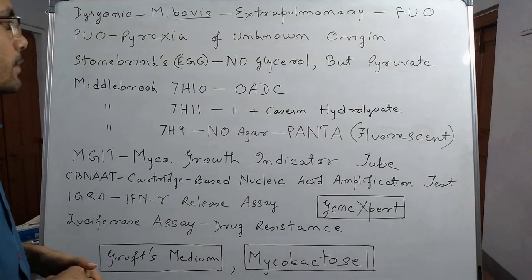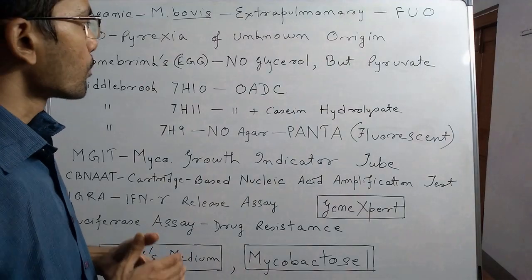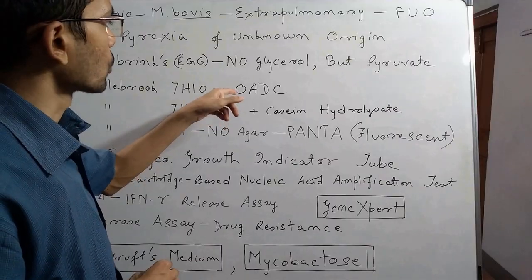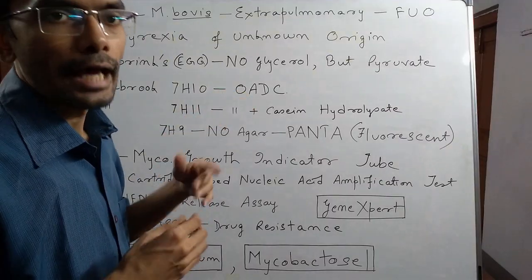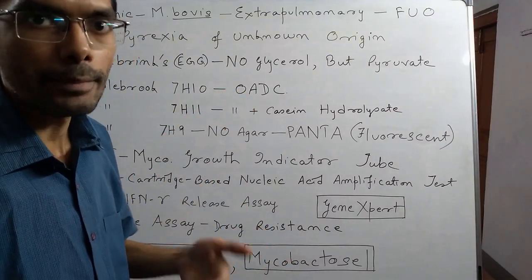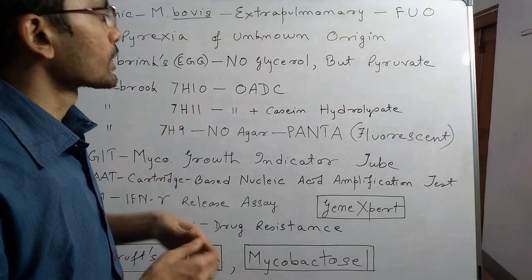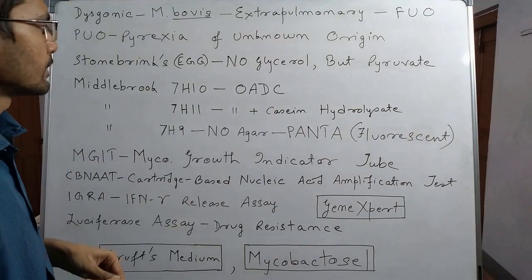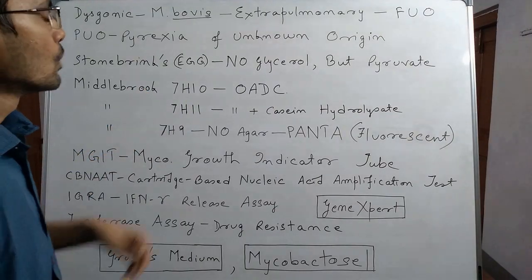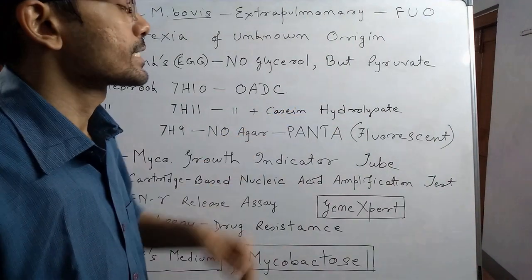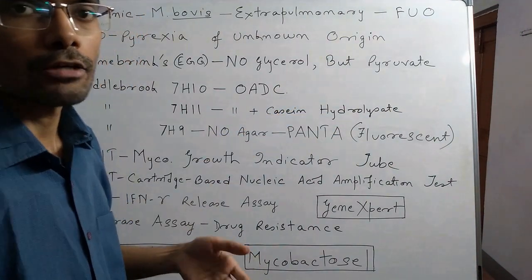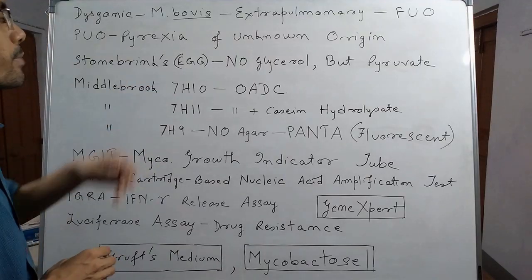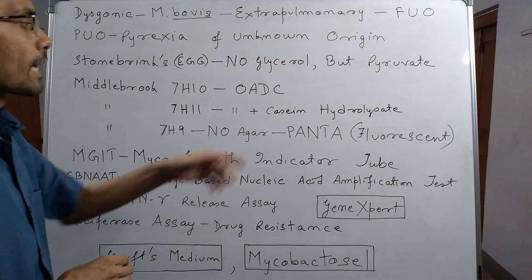Middlebrook 7H10 is another solid medium whose composition can be summarized as OADC, where O stands for oleic acid, A is for albumin or bovine serum albumin (BSA), D is for dextrose, and C for catalase. Middlebrook 7H11 is the same as Middlebrook 7H10 with the addition of casein hydrolysate or pancreatic digest of casein. Middlebrook 7H9 is also similar to Middlebrook 7H10 but without agar.